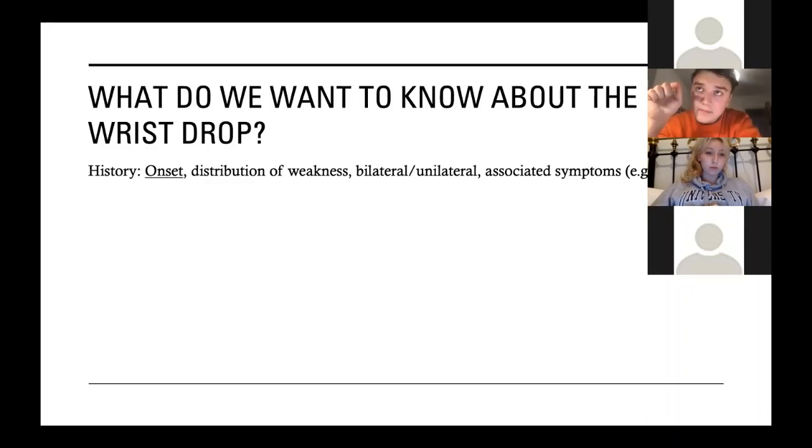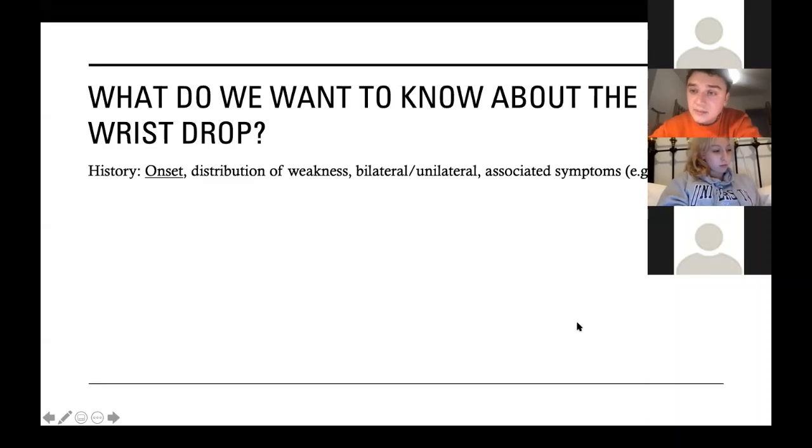And you can think of more generalized processes, such as motor neuron disease, that will be more bilateral, whereas if you have a space occupying lesion in the spine, that's going to be more unilateral. And then you can think of associated symptoms, so is there pain, and we'll get onto that. So on examination, you want to do an upper limb neurological exam and a musculoskeletal exam.